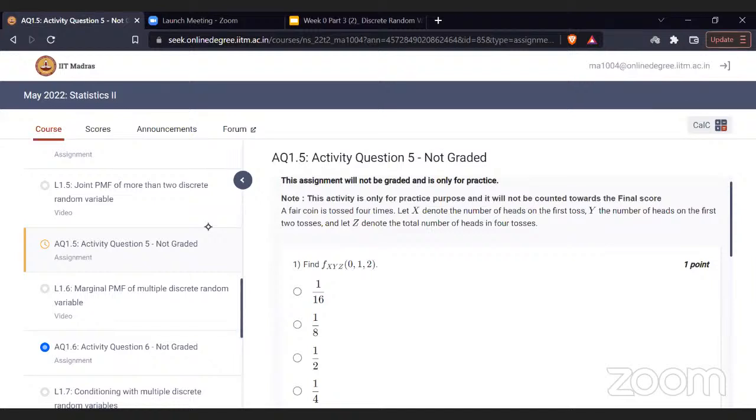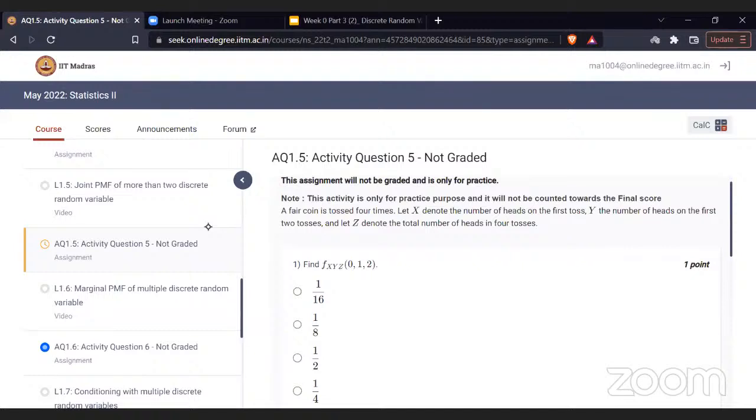Then Y should be 1. What does Y equals 1 mean? It is the number of heads on the first 2 tosses. So the first should be tail, the second should be head. And Z is the total number of heads in 4 tosses. If the total number of heads is 2 in the 4 tosses, you can have T, H, H, T, or T, H, T, H.